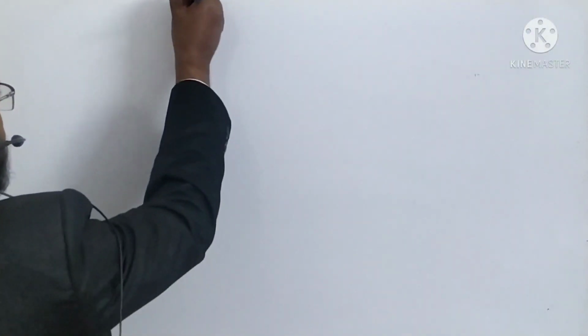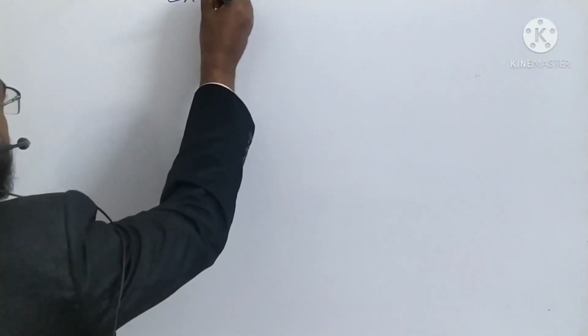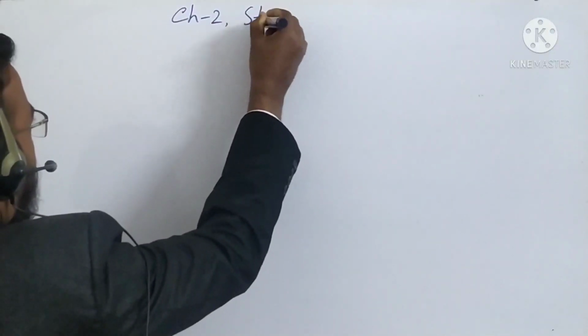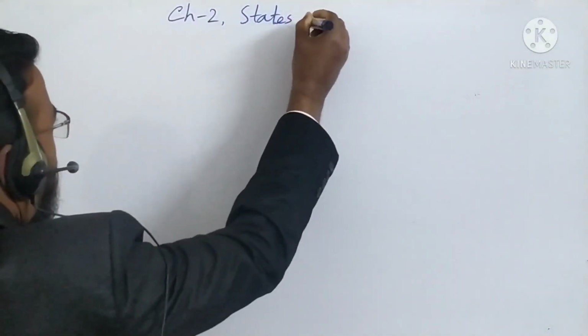Dear students, in the previous class we discussed up to the diffusion of chapter 2. Today also we will discuss chapter 2. The name of the chapter is States of Matter.